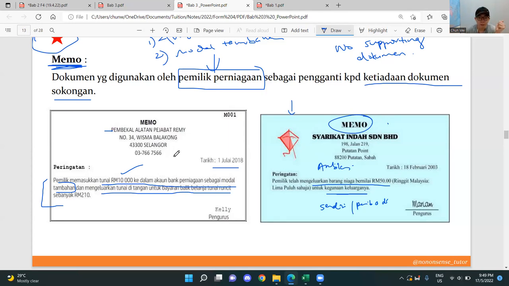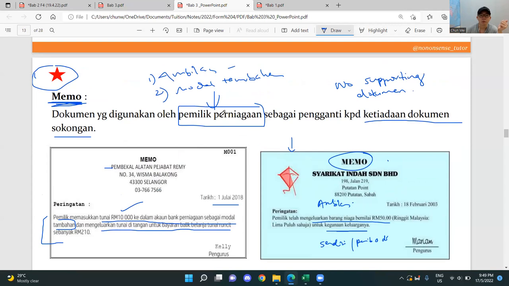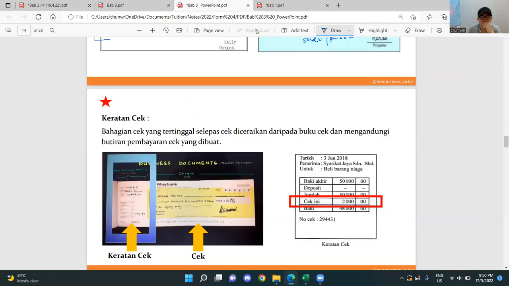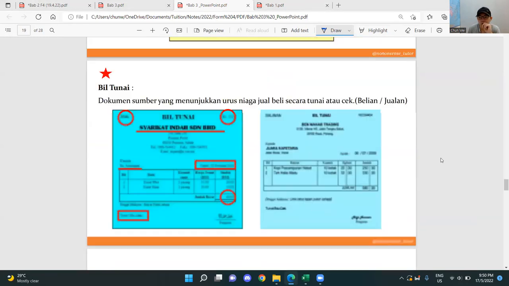So when it is drawings, then we have to use a memo to record. Alright? Either additional capital or drawings, we use a memo. So this is a bit important because normally it will come out in the questions. If there is this type of question, then you have to know. All right? So you have to read and then understand. Is it drawings or additional capital? All right? So do you understand this memo? If yes, give me an M for memo. Good.